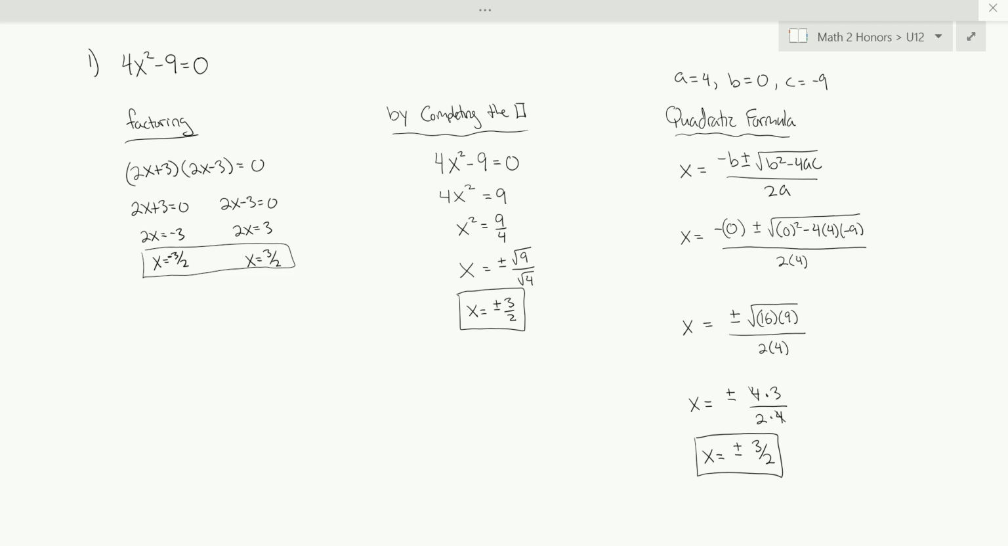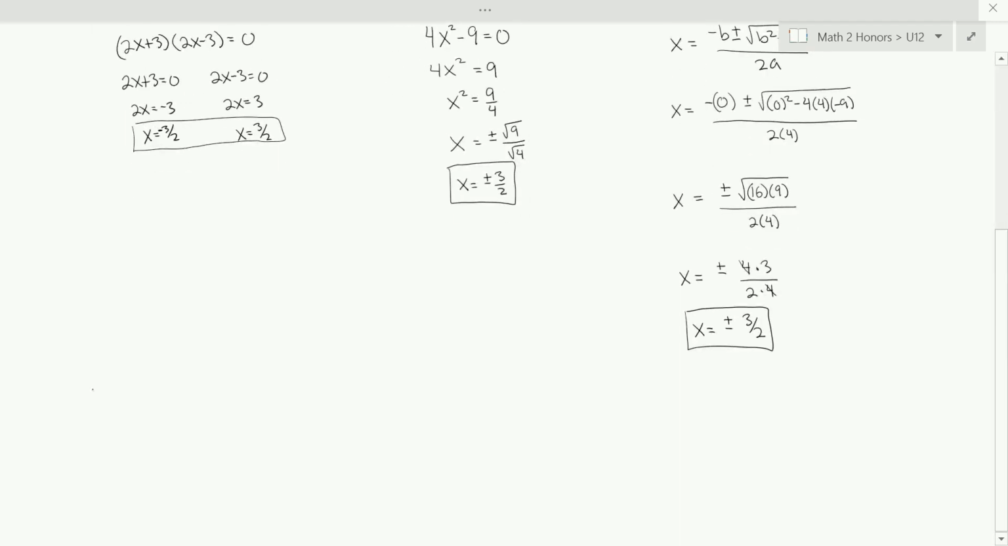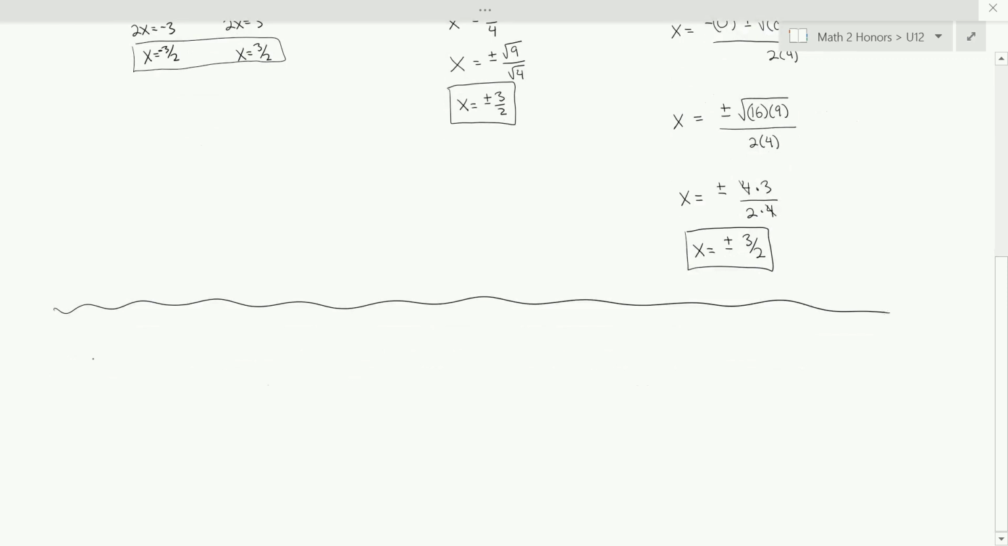For this particular problem, which method would be the easiest for you to use? Completing the square, factoring? Anybody like the quadratic formula? It just depends what you like. Let's try another one. Each problem is a little different, so you may like a different method as we go through these.